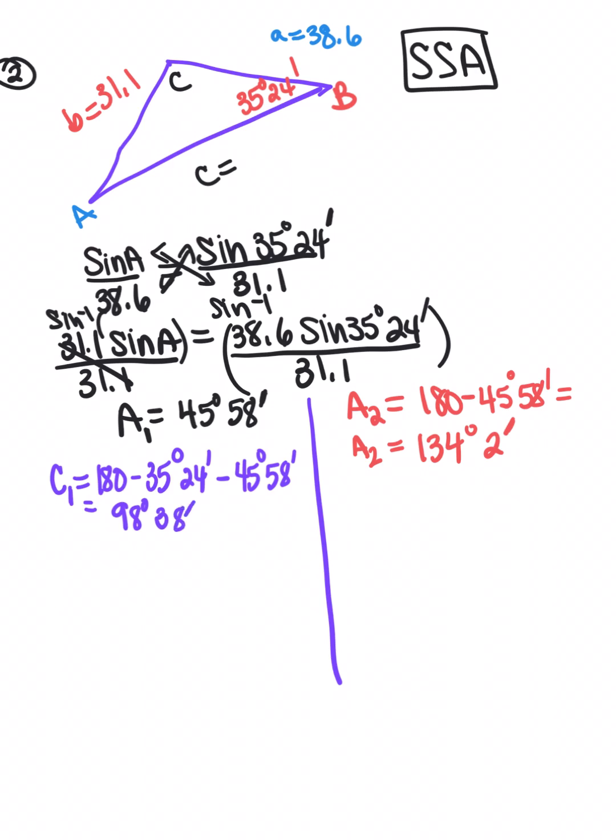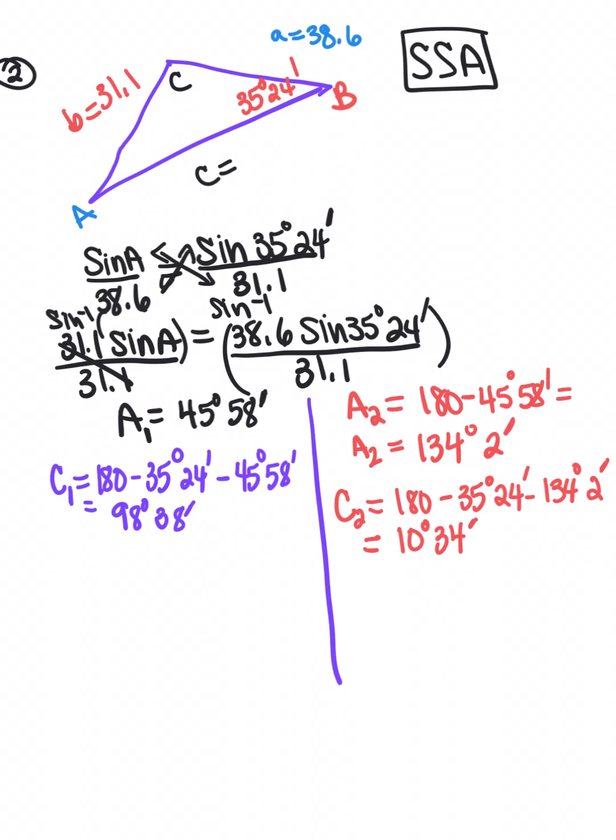For angle C2, we're going to say 180 minus our B, which was 35 degrees 24 minutes, minus 134 degrees 4 minutes 2 seconds. Once again, punch that in and then hit DMS, so put it in degrees, minutes, seconds, and that gives me 10 degrees 34 minutes.